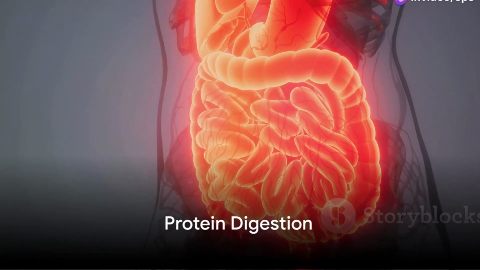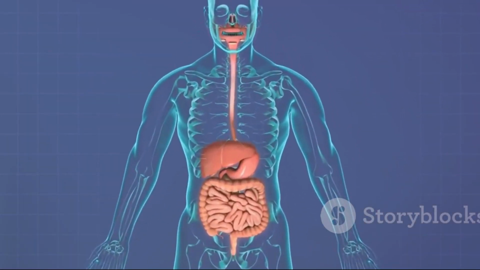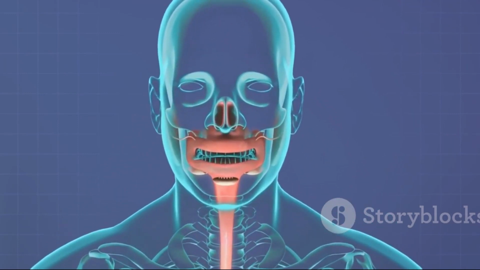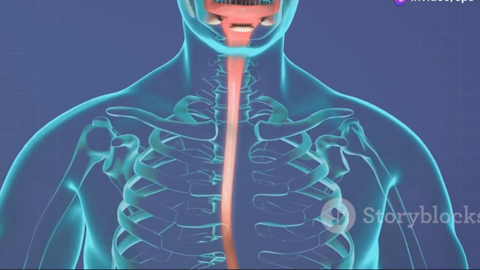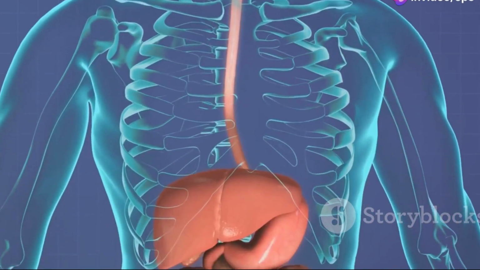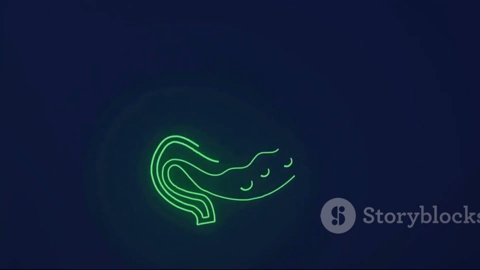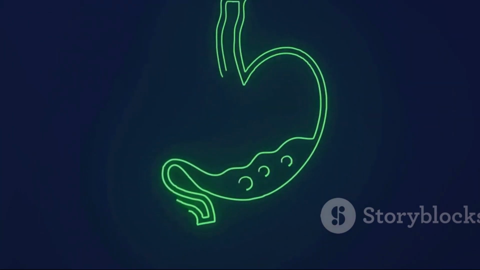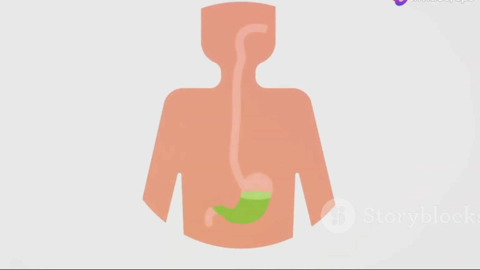Now, let's talk about protein digestion. The journey of protein digestion is an intricate ballet of chemical reactions. It all starts in the stomach, where proteins find themselves in an acidic environment. Here, hydrochloric acid denatures these proteins. Denaturation is a process where the protein's structure unravels, allowing for easier access to the peptide bonds holding the amino acids together. The stomach's gastric juice also contains a potent enzyme known as pepsin.